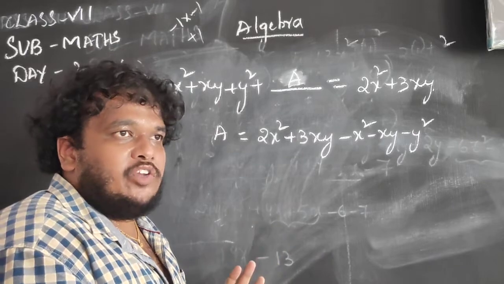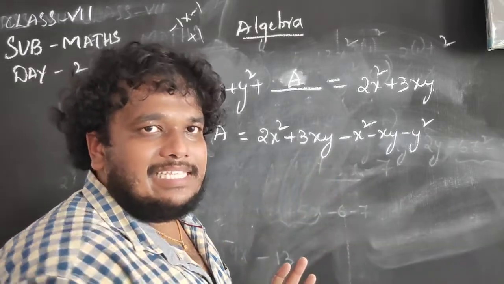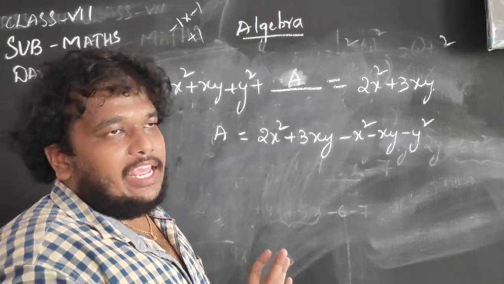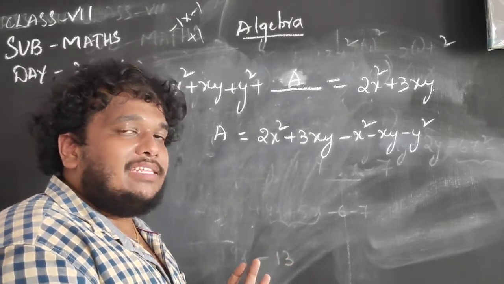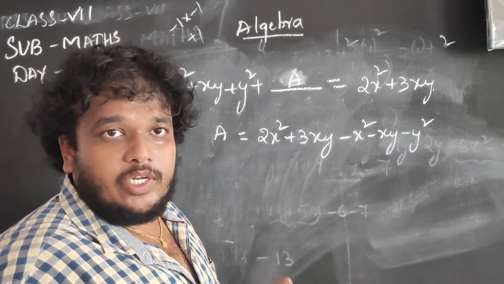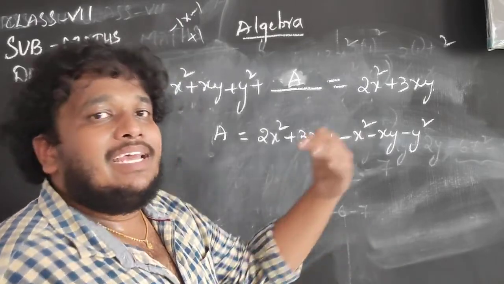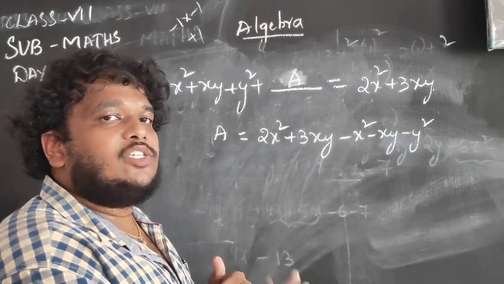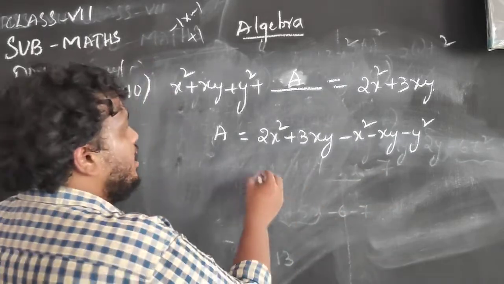When a positive number is shifted from LHS to RHS, it will become negative. A negative number shifted from LHS to RHS will become positive. A multiplication will become division, and division will become multiplication when going from LHS to RHS. Okay, now you solve.